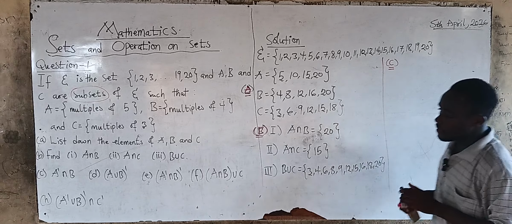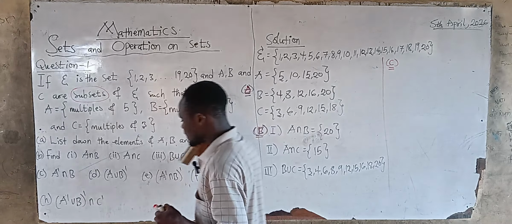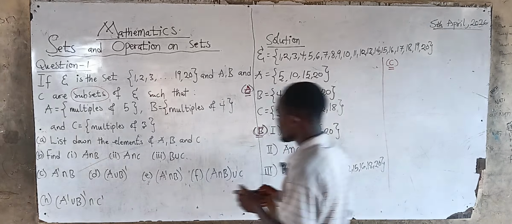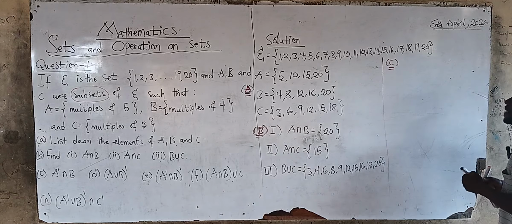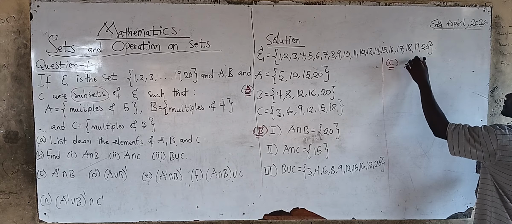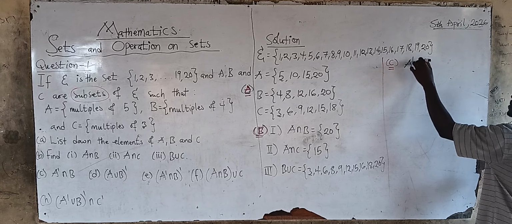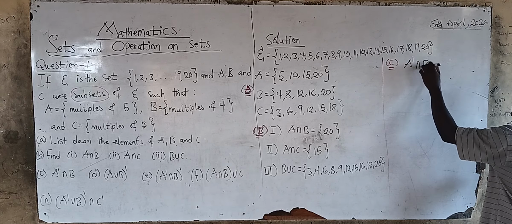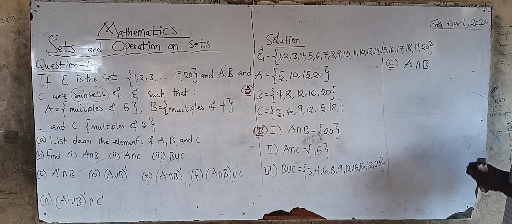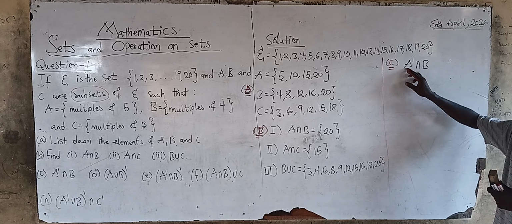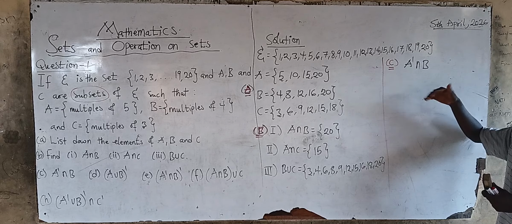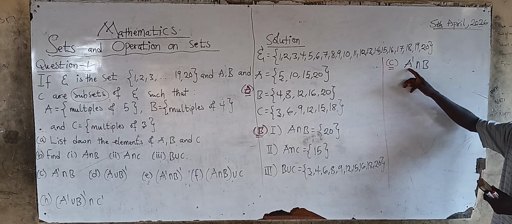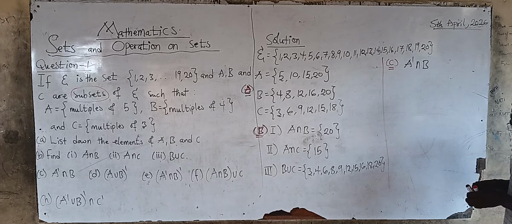The C is asking us to find A prime, or A complement intersection B. Now let's see how to go about that. So A complement intersection B. For us to be able to solve for the set A complement intersection B, what we are supposed to do in the first place is find the elements of A complement, or A prime.